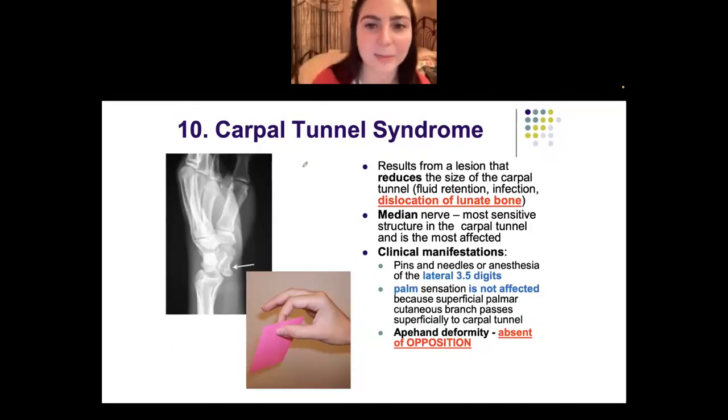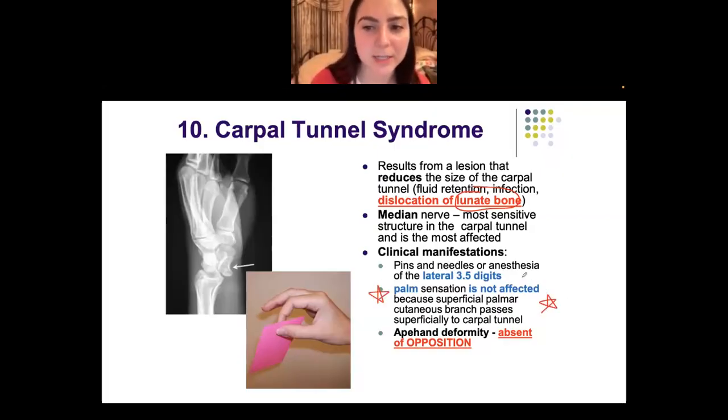Okay, so this is a nice summary slide. Carpal tunnel syndrome. So this is going to be a dislocation. Oh yeah, here we go. So dislocation of the lunate bone. This is the most common carpal bone that causes carpal tunnel syndrome. Okay, and then clinical manifestations, everything we talked about.